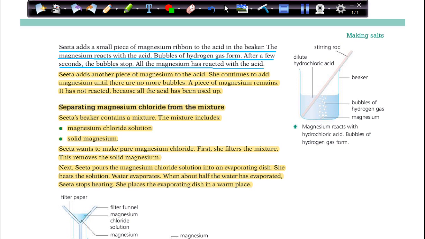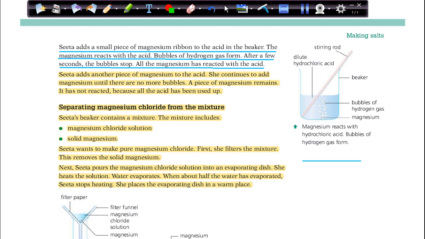So here, this is one of the signs of a reaction: to see bubbles or to hear fizzing. She took a magnesium ribbon and placed it in the diluted hydrochloric acid, and she saw hydrogen bubbles. This is the hydrogen gas escaping. And the magnesium ribbon gets smaller and smaller until no magnesium is left.